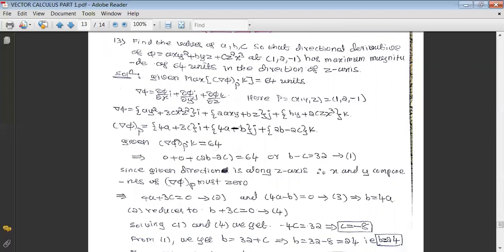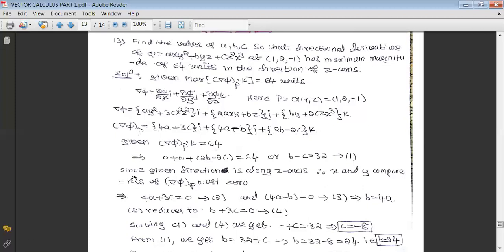That's why del pi at p dot product with respect to k equals 64. Here, del pi with respect to k only we are going to get, because the component of k can be written as 0 into i plus 0 into j plus 1 into k. Once you take the dot product, this into 0 is 0, this into 0 is 0, plus this into 1 is 1. That is 2b minus 2c equals 64. If you take 2 as a common term and cross multiply, you will get b minus c equals 32. Let us take it as equation 1.